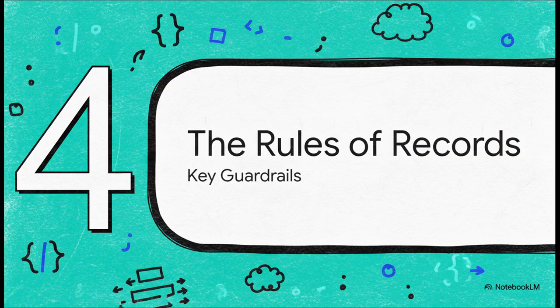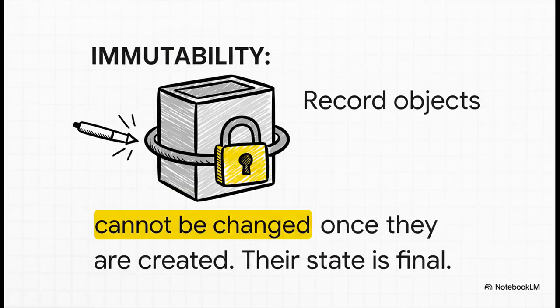Okay, so with all this power comes a few rules. You can think of them as guardrails. They're there to keep records simple and focused on their main job, which is just carrying data. These aren't random limitations. They're what make records so reliable. The number one rule, the core idea, is immutability. Once you create a record, you can't change it. Its state is final. That's why all the fields are final under the hood and why there are no setter methods. And honestly, this is a massive win. It makes your code way safer, especially with multiple threads running, and just easier to understand what's going on.